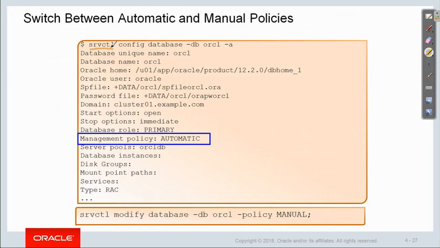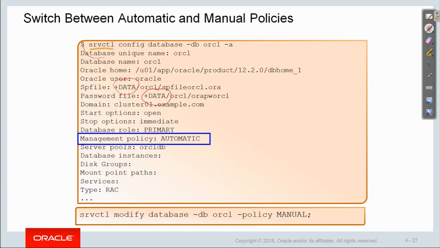srvctl configure database -all shows me all the information, and let's take a look at it one by one. So here, this is my database name, DB unique name. And this is my DB name, Oracle database home, and Oracle home owner, SP file. As you can see, my SP file location is a shared location, and also the password file is in the shared location.